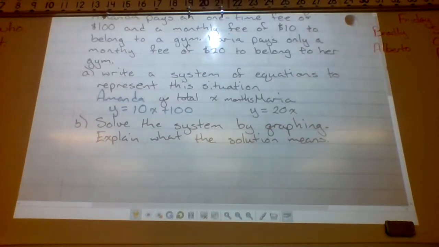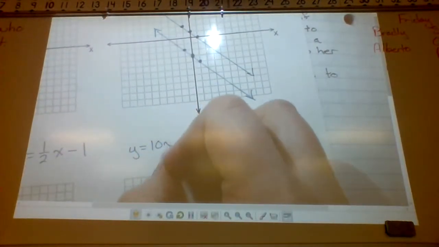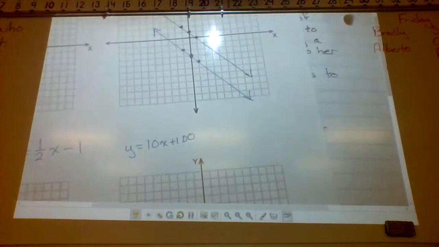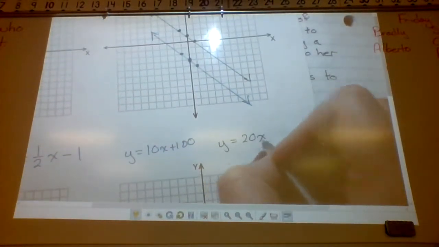Amanda got scammed. And now what do we got to do? No graph. We have to graph it. So let's go ahead and graph it. Our 2 systems are Y equals 10x plus 100. It is also Y equals 20x.